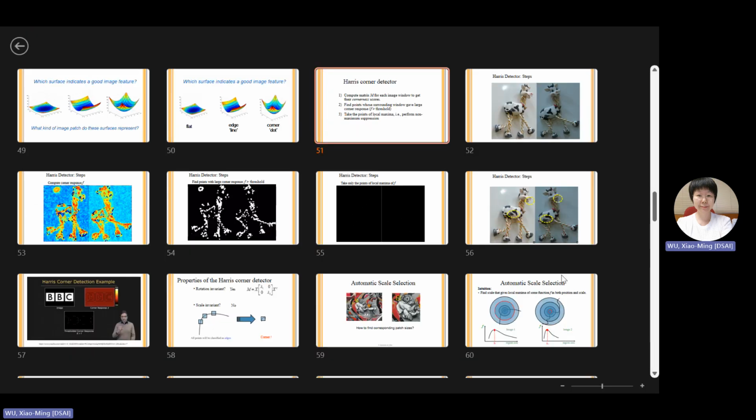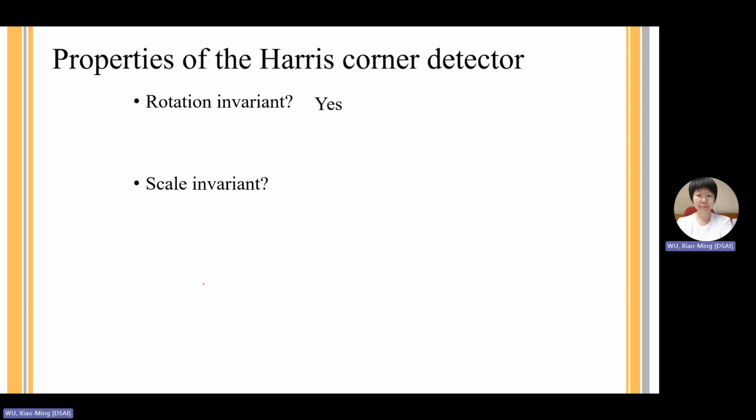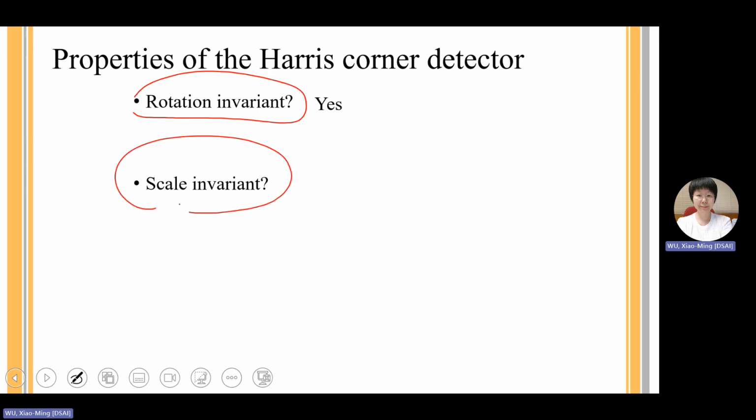Okay, now we have shown the Harris corner detector is rotation invariant. So rotation is one geometric change. Scaling is another geometric transformation we mentioned. Is it scale invariant? What does it mean by scale invariant?